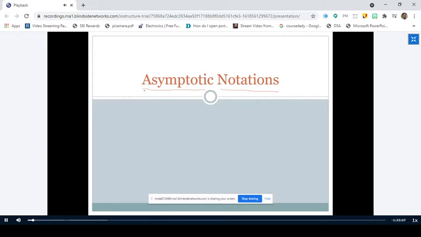The first point is that asymptotic notations are mathematical notations. We make use of these mathematical notations to explain the complexity of algorithms. We are going to use these asymptotic notations in the case of algorithms. We know what an algorithm is. What is an algorithm? A step-by-step process of a solution to a problem is called an algorithm, right?